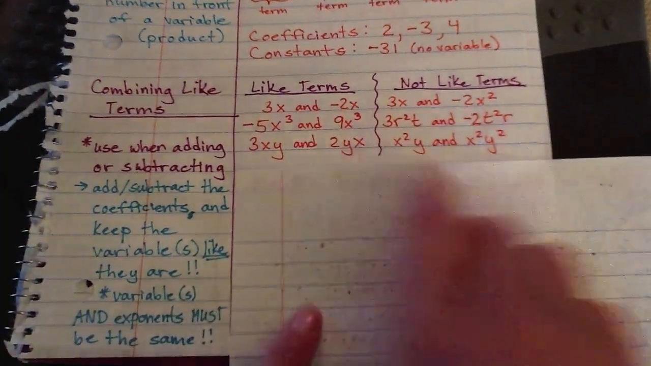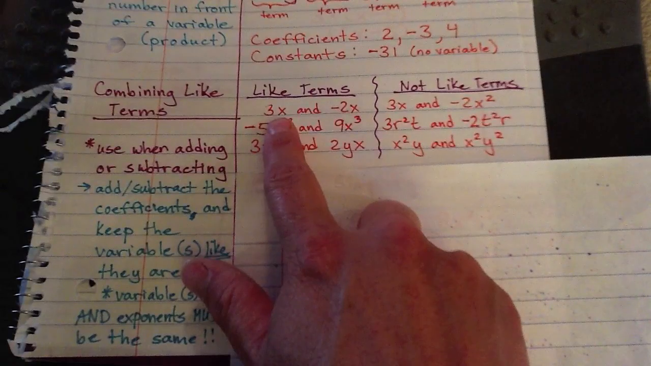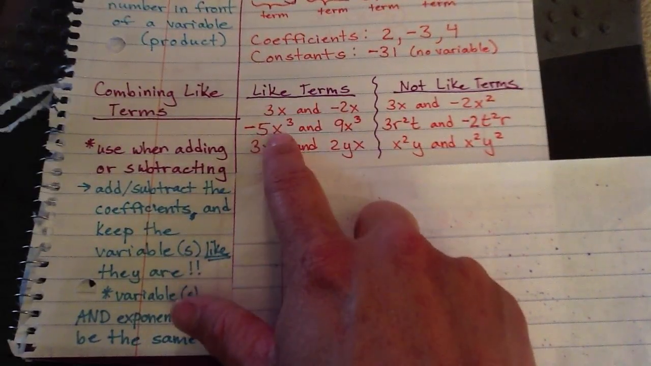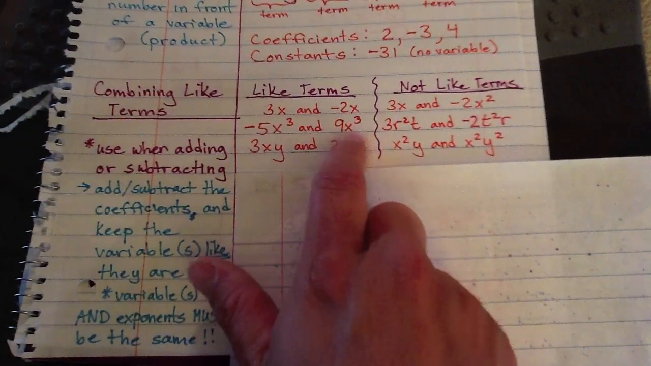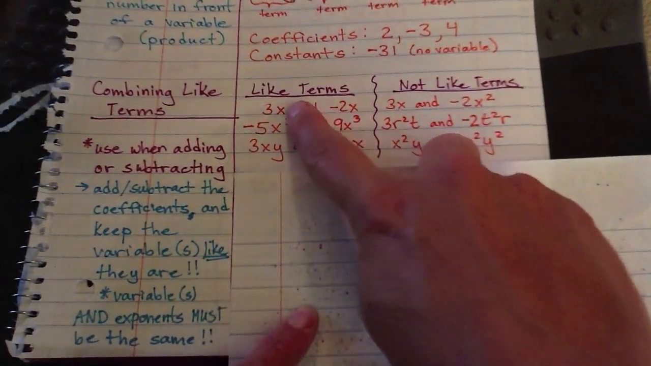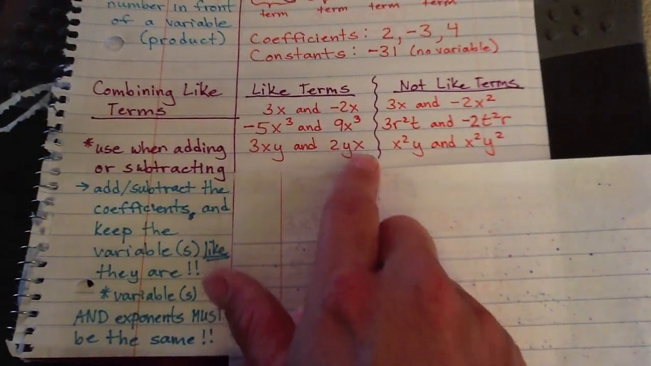Notice here we have like terms, 3x and a negative 2x, so they both have an x. Here we have a negative 5x cubed and a 9x cubed, so x cubed, they're exactly the same. These would not be the same. Here we have a 3xy and a 2yx.